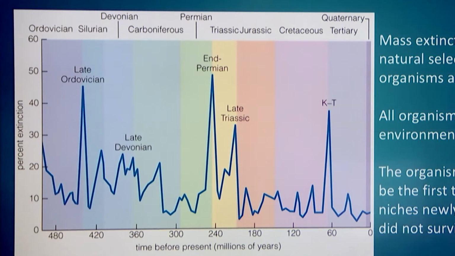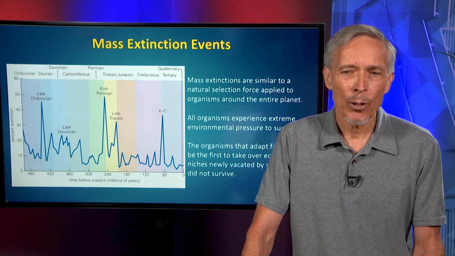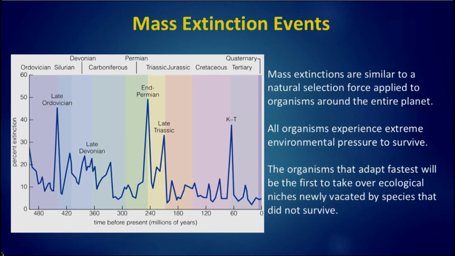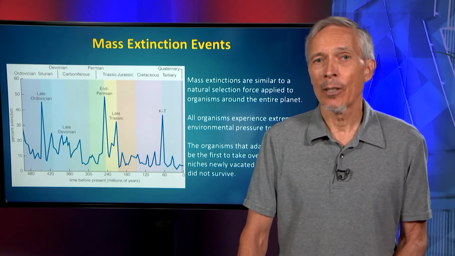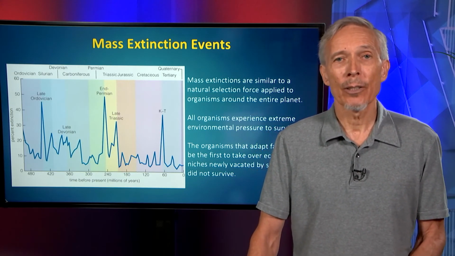Mass extinctions are similar to a natural selection force that's applied to organisms, but in this case around an entire planet, not just in a region. All organisms are experiencing extreme environmental pressure during this time. Only the organisms that can adapt fastest will be able to take over the new ecological niches that have been vacated by the species that go extinct. It's a dramatic form of natural selection, playing out on short geological timescales.